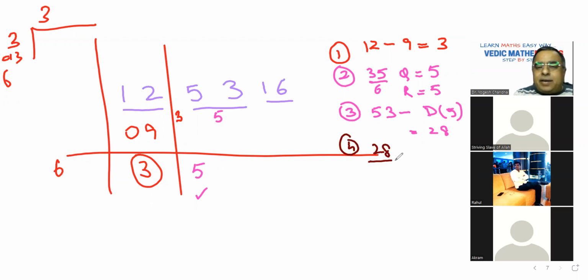28 divided by 6. Quotient is 4 and remainder is 4. Somebody said 6. I said okay.